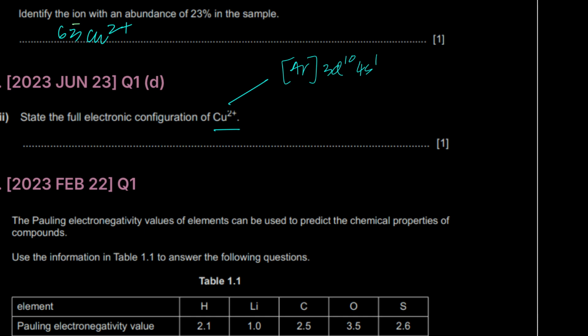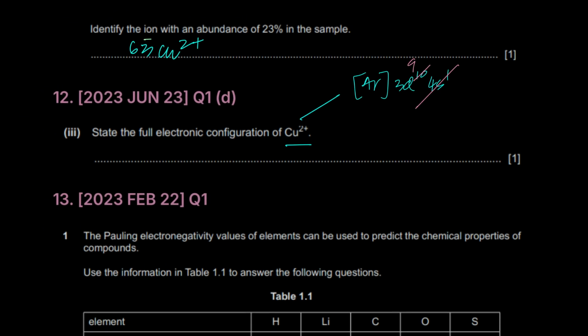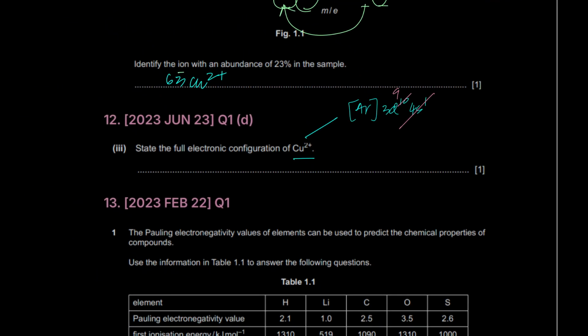Now you just need to remove 2 electrons. So one will go from here and one will go from here. So you're going to be left with argon 3d9. And what's the electronic configuration of argon? 1s2, 2s2, 2p6, 3s2, 3p6. That's argon because it wants the full electronic configuration, not the shorthand. And then you have 3d9.